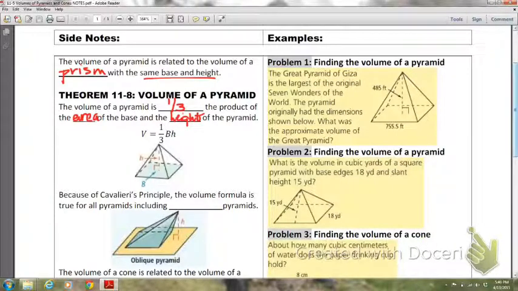And remember, the height of the pyramid is defined as the distance from the vertex of the pyramid perpendicular to the base. That's the height. And then the area of the base is whatever polygon the base is. You need to find the area of it.